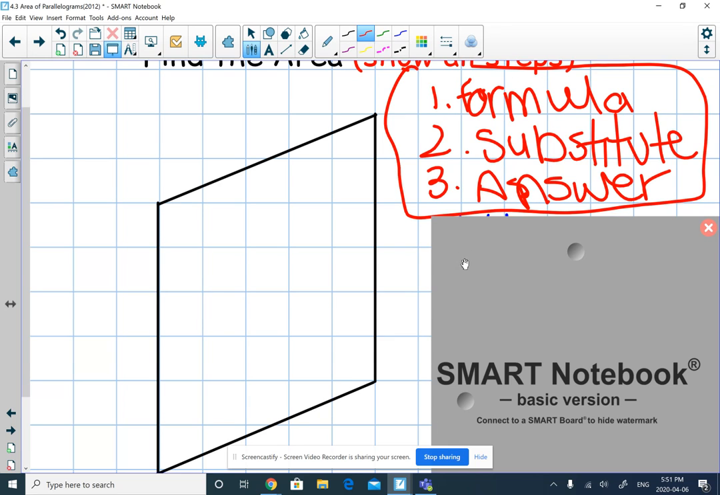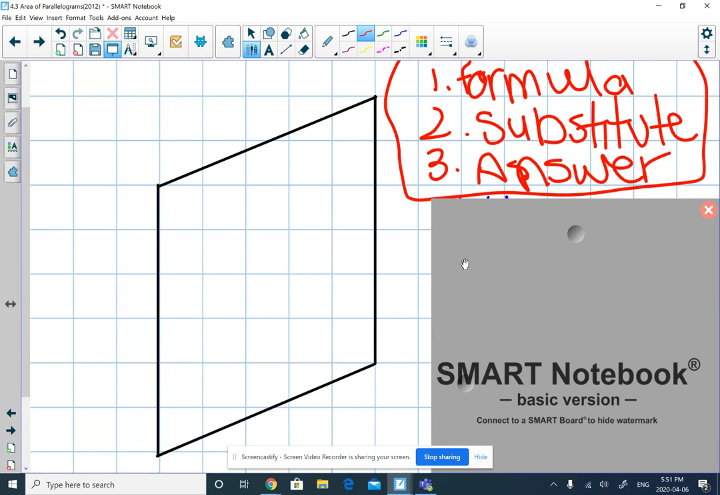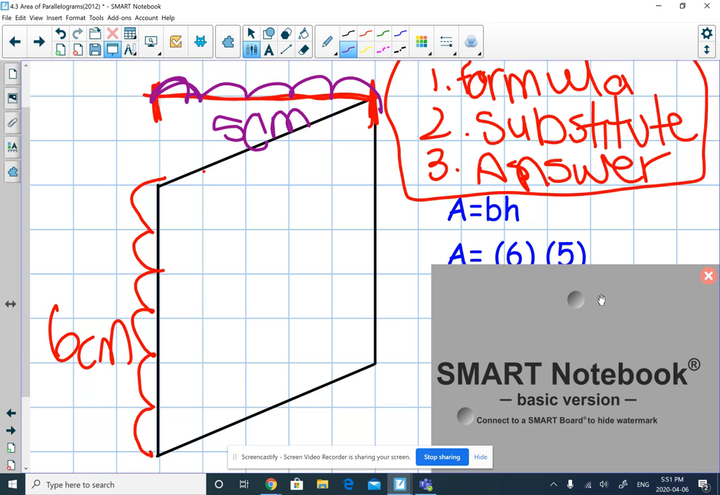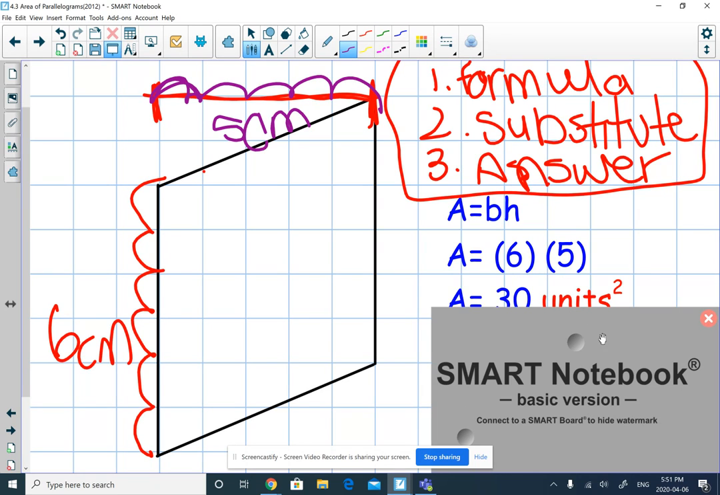So we're going to do this parallelogram right here. If we look at it, the height is 1, 2, 3, 4, 5, 6, 6 centimeters. And if I look at the distance straight from this side to this side, not at an angle, but straight, I would get 1, 2, 3, 4, 5. So it's 6 by 5 centimeters. So area equals base times height. Substitute in your values, 6 times 5. That would give me 30 units or 30 centimeters squared.